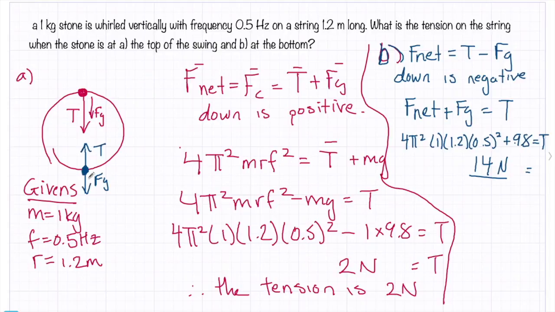And if you can imagine that in your mind, if you're whirling something like this, at the bottom of the swing, that's when you feel Newton's third law. The object is pulling back on you. But at the top of a swing, it's even possible to get the stone to start to drop down, and the string itself becomes lax and kind of loose.